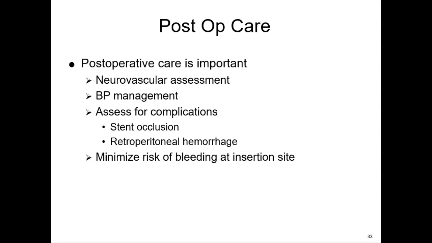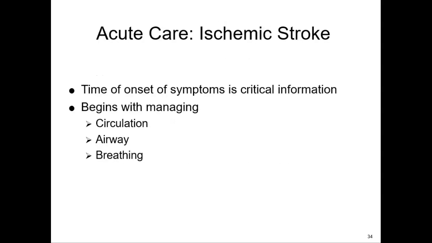All right, so let's go now to some acute care of the ischemic stroke. Time of onset of symptoms is critical information. And for us, we always want to remember our ABCs, that if a person is unconscious, check for bleeding first, but otherwise it is ABC. The reason that time of onset is very important is because if they're going to be eligible for TPA, we cannot delay this, right? We need to make sure that we give it to them as soon as they can have it.